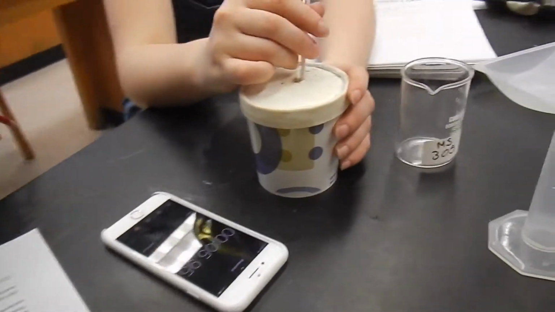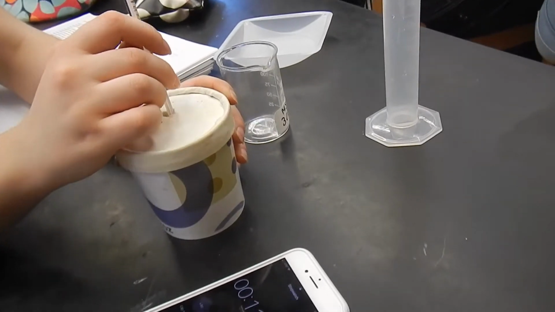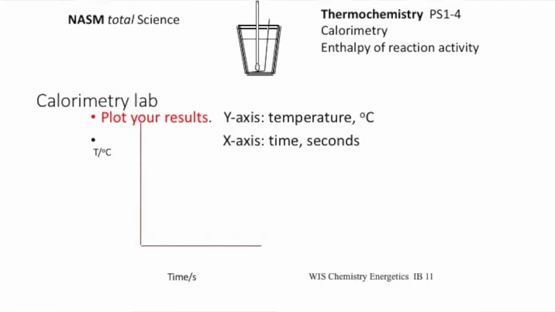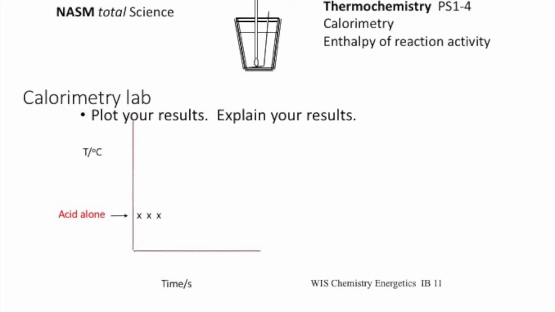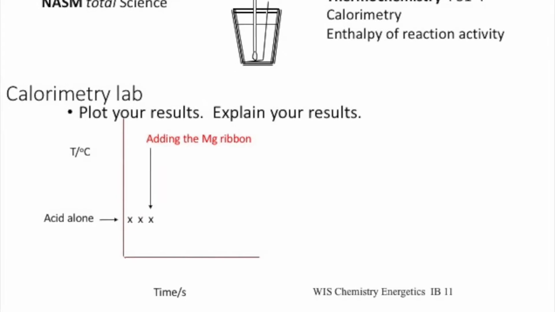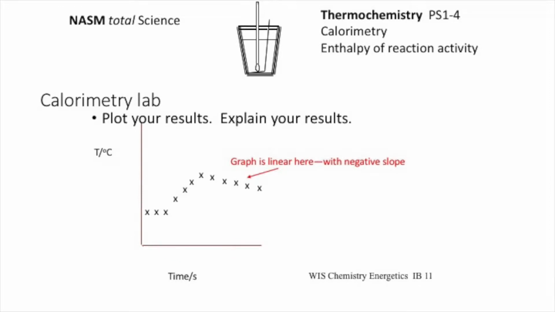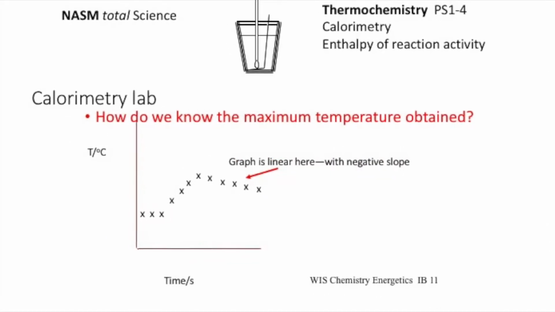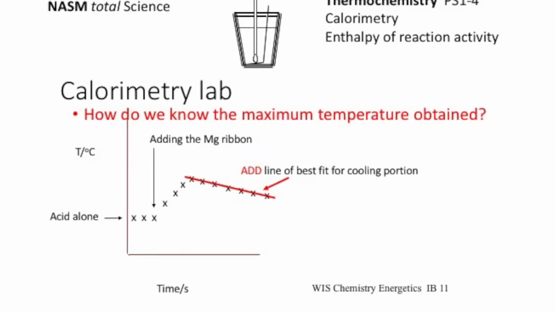We're going on to do the calculation, and we're going to use the heat transfer equation, and we're going to need the temperature. And how do we determine what the temperature of the reaction is going to be? How much heat was given out? So you've got that baseline of the acid. It rises when you add the magnesium oxide, and then once it's reached its peak, it starts cooling down again.